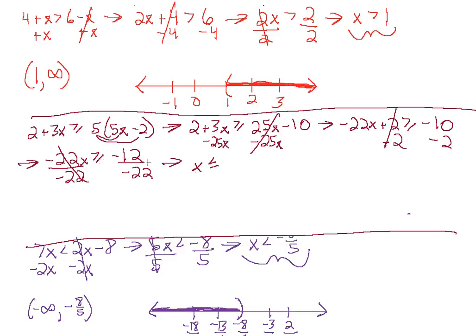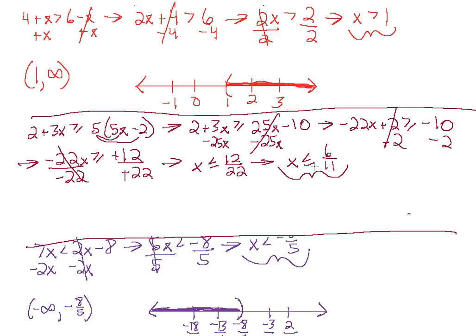So we have x is less than or equal to. These negative signs cancel, which gives us a positive 12 over 22. And we always want to simplify as much as we can. So we can actually simplify this, factor out a 2 out of the top and the bottom, giving us 6 over 11. So our solution set is x is less than or equal to 6 over 11.